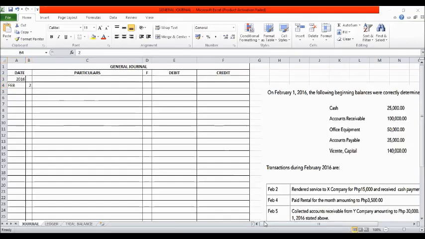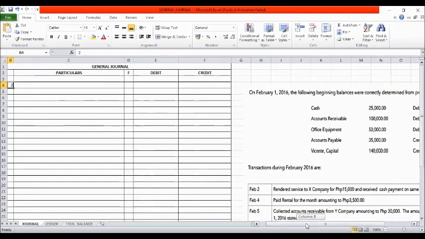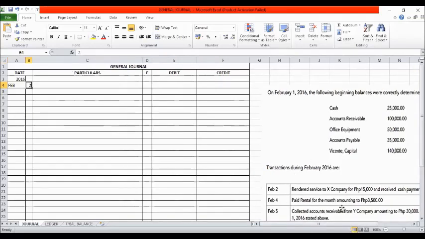And then let's have the transaction again. Sabi niya, rendered service to X company for 15,000 and received cash payment. Nag-render daw tayo ng service, binayaran daw tayo kaagad through cash. So ano kaya ang ide-debit natin? Siyempre naka-receive tayo ng cash. Service revenue ba ang ide-debit natin? Alright, so the debit natin is cash, of course, kasi naka-receive daw tayo ng cash. So cash dapat ang i-debit natin.